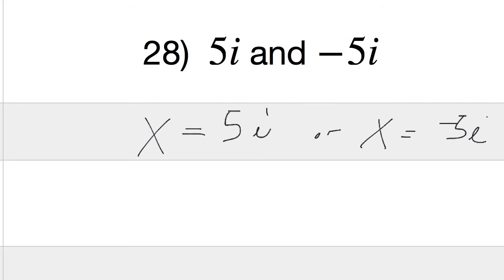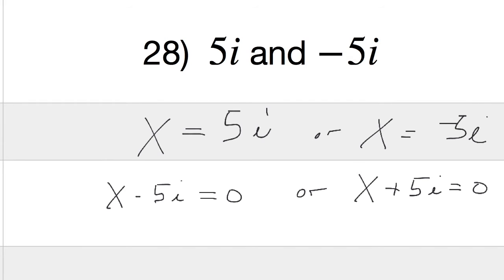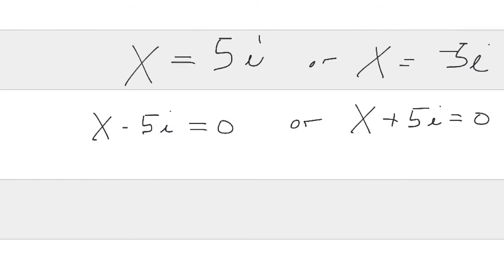5i and negative 5i. Alright, here we go. x could equal 5i, or x could equal negative 5i. Writing out the next part, you subtract 5i from both sides, and you get x minus 5i equals 0, or x plus 5i equals 0. And then you can combine the two into one equation, which looks like this.